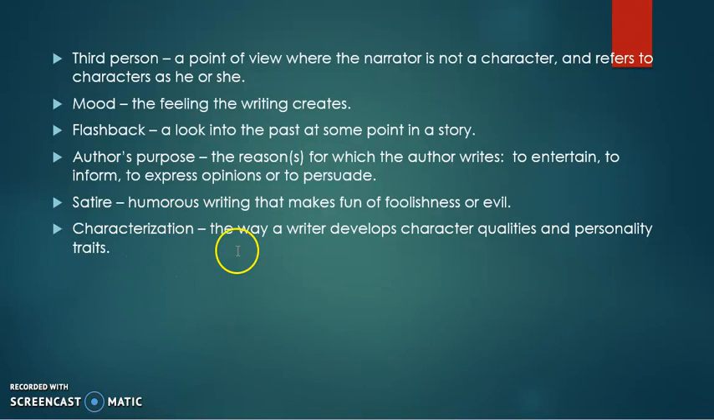And then characterization. Characterization is the way that a writer develops characters' qualities and their personality traits. Authors will try to describe a character and give you an idea of what kind of person that character is. Okay, so that's the end of Unit 1.